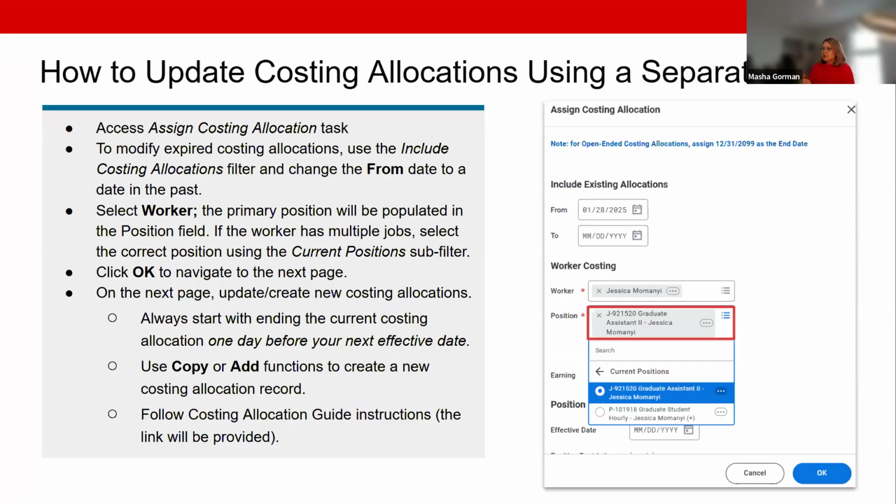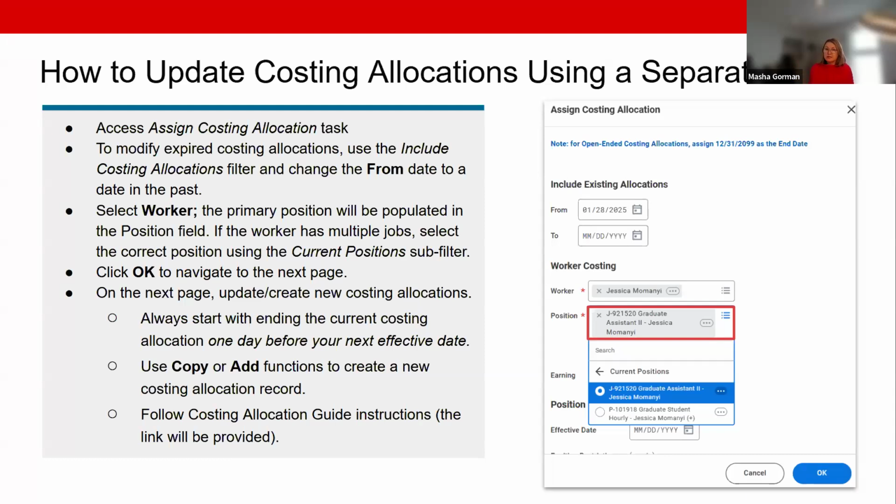So that's where we actually get to the page and start updating it using a separate task, assign cost and allocation. You can access that task from the Workday search bar, or you can access it from the worker profile. When you access it from the worker profile, then obviously worker and position will be defaulted in your pop-up window.